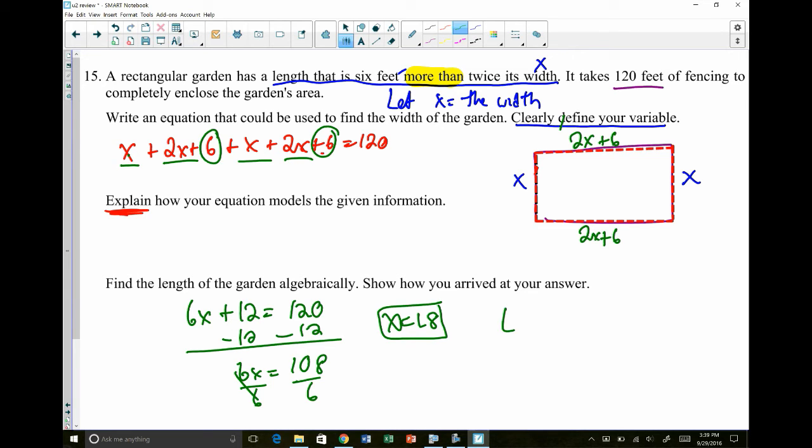So the length is 2 times 18 plus 6. Well, 2 times 18, that's 36 plus 6 gives me 42. So the length is 42. 42 is the final answer. 42 feet to be exact using our units. But that's the process that we want to go through for these perimeter questions.